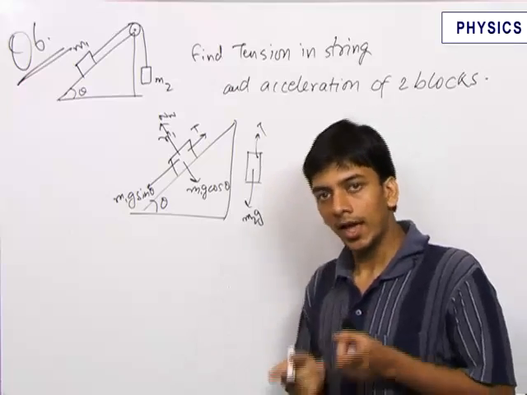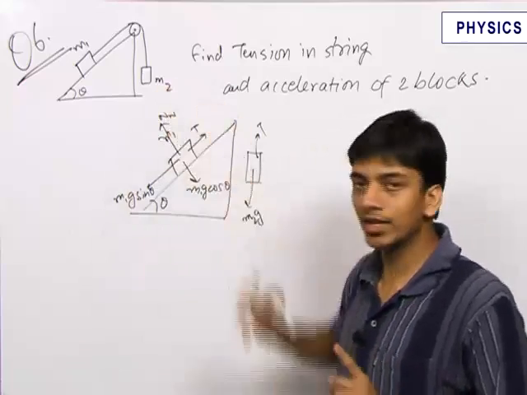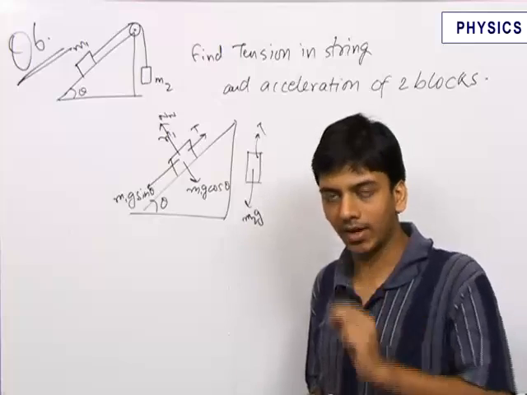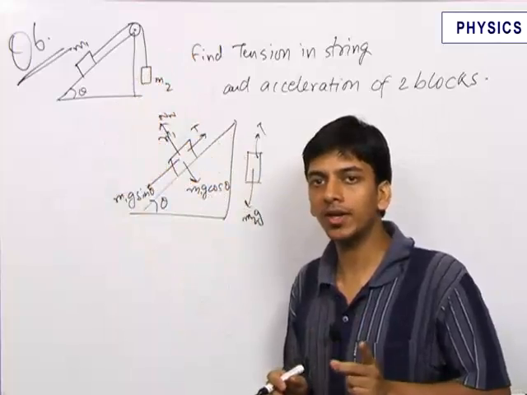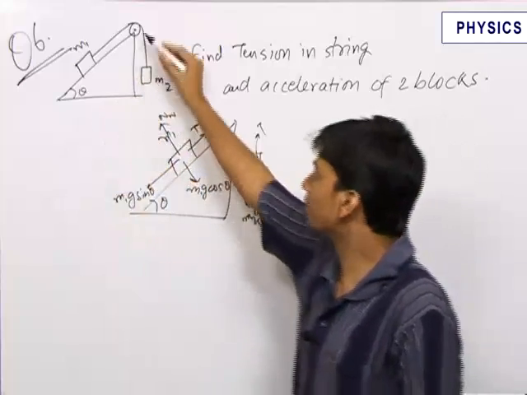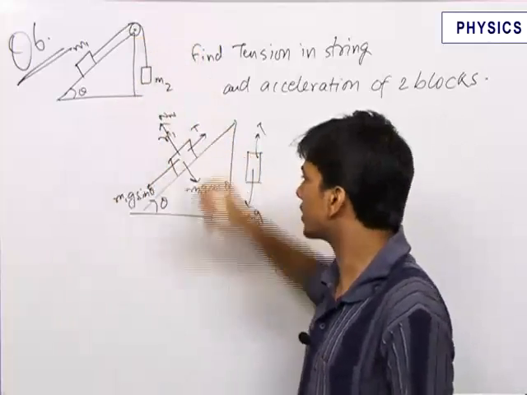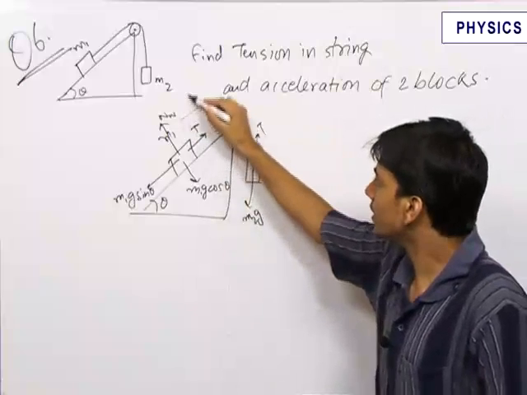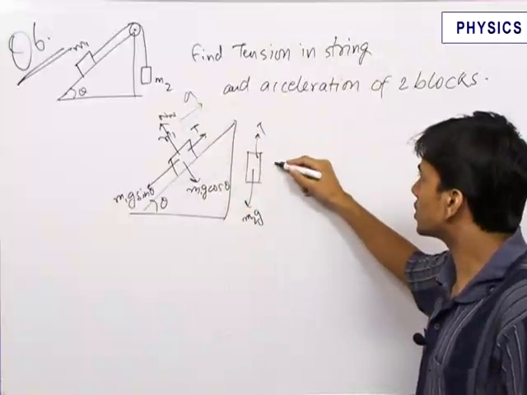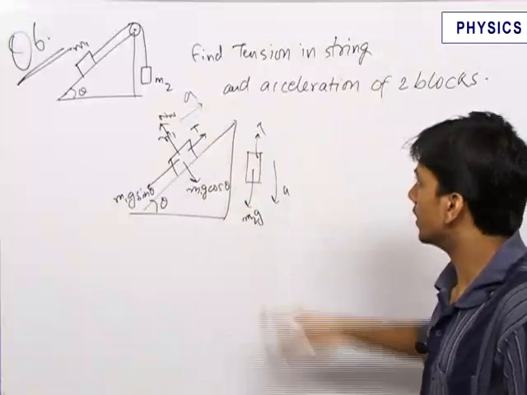Remember this thing, if either the string has mass or the pulley has mass, then the tension in the whole string will not be the same. Here in this case, the pulley is massless and the string is massless, therefore the tension in the whole string is the same. Now the acceleration of this block is a upwards. The acceleration of this block will also be a, downwards.